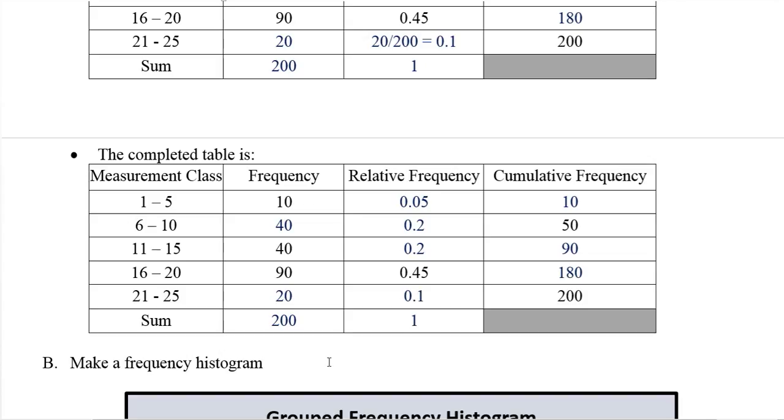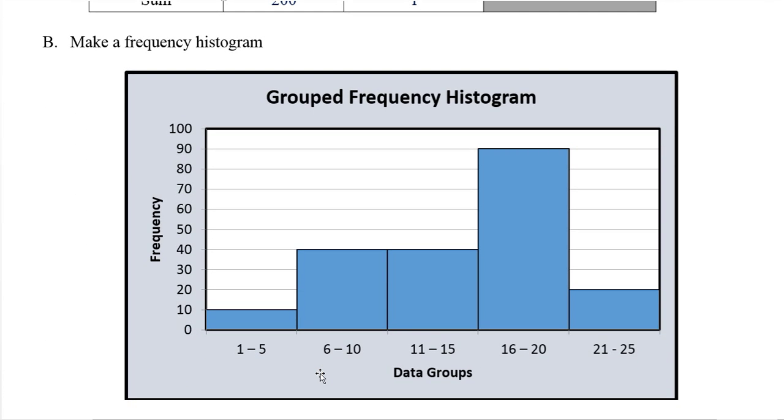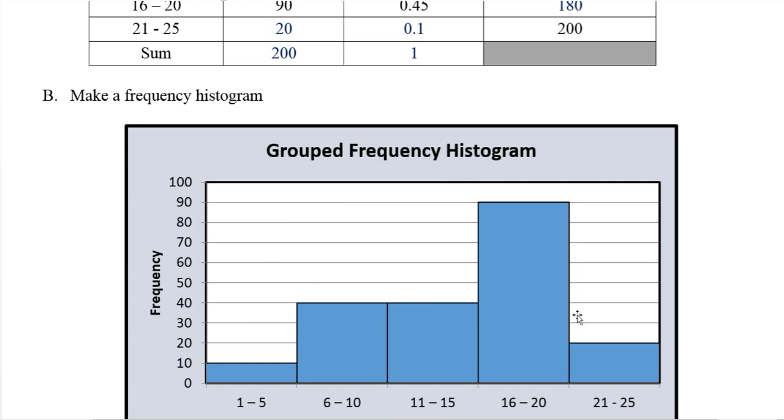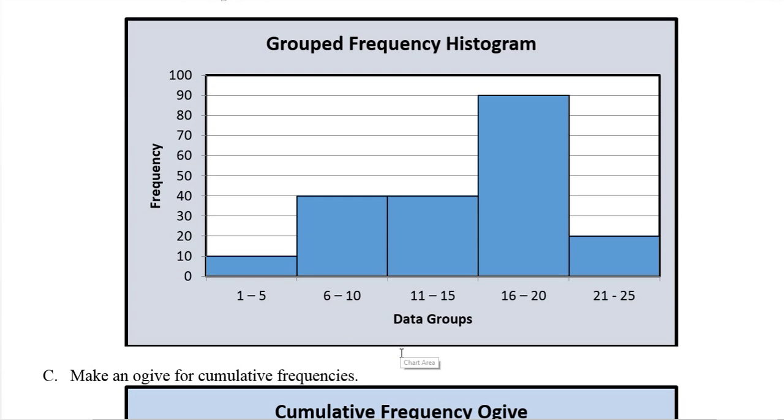Now make a frequency histogram for this. Press pause. Well, here's a grouped frequency histogram. Here are our data groups, and we have this. I think I probably constructed this in Excel, but you could certainly do it by hand or using Excel or some other programs.